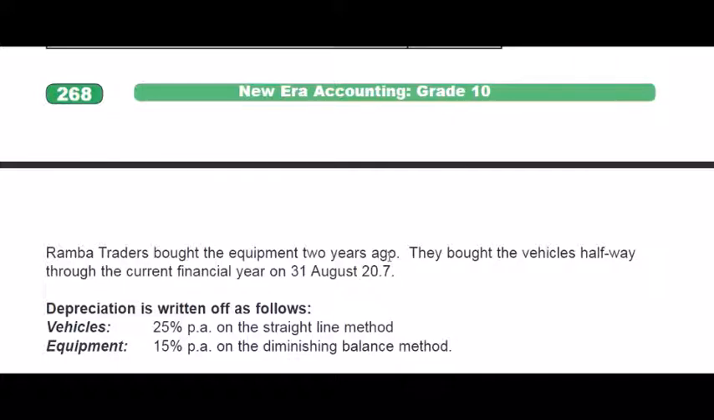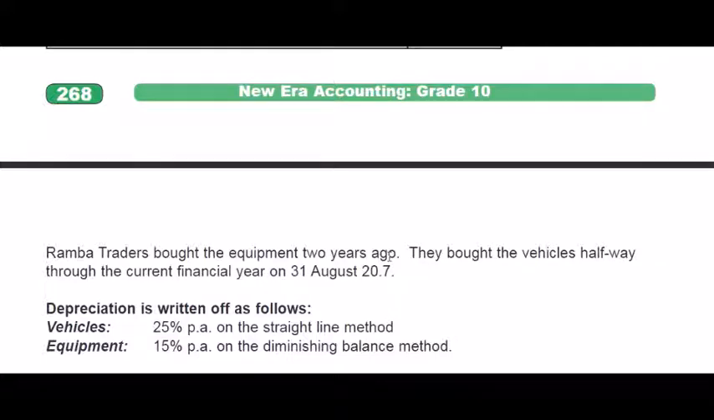Now that's very important, and you will see that the calculation is adjusted because now they won't depreciate for a full 12 months. They bought it in August 2007, so the vehicles will only depreciate for September, October, November, December, January, and February, which, if you count those, are 6 months. Okay, so you'll see the calculation is adjusted for 6 out of the 12 months and not for a full financial year.